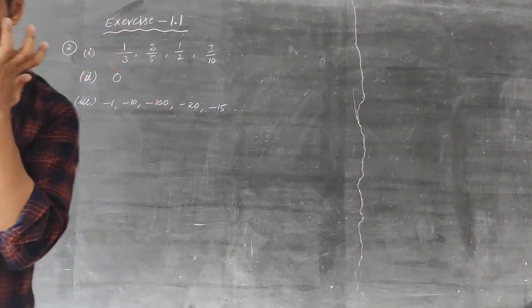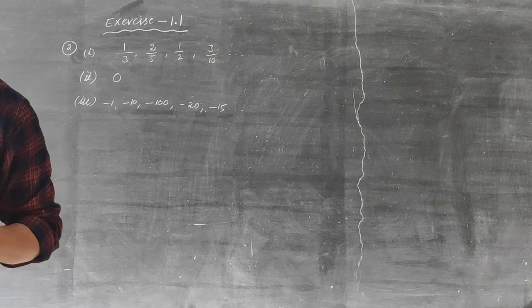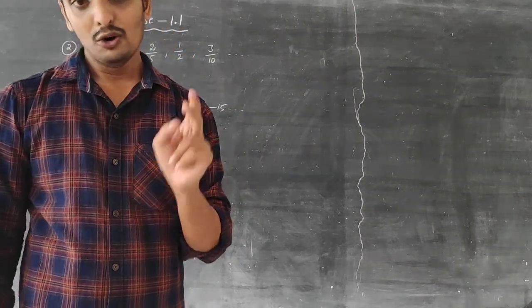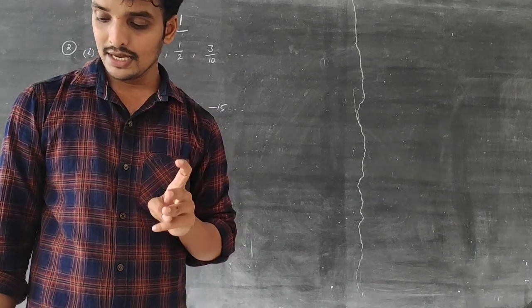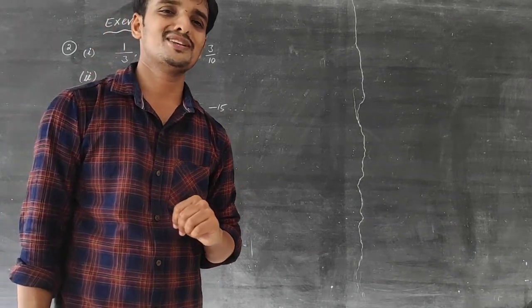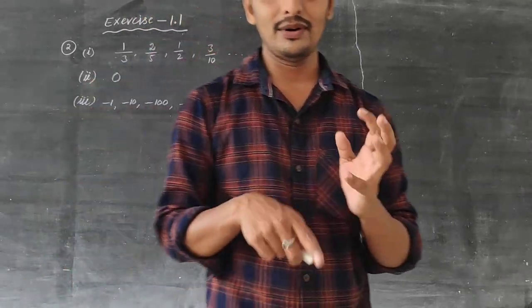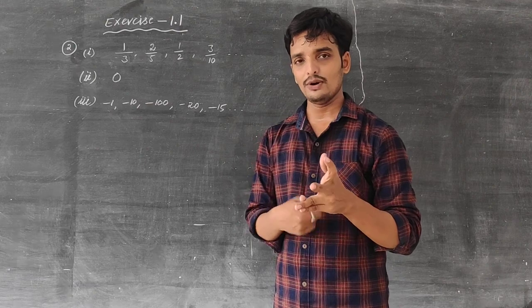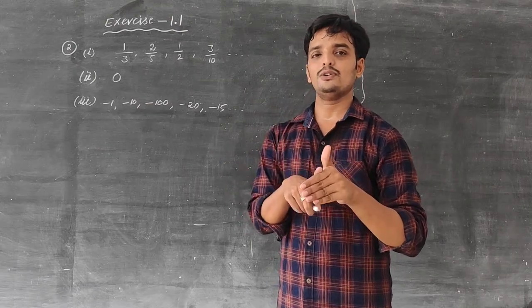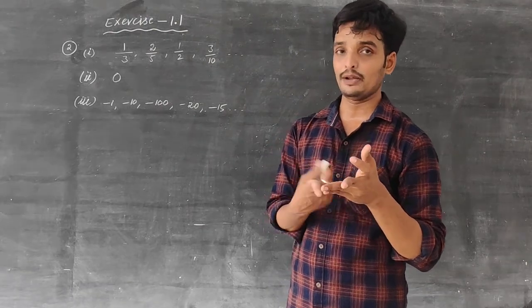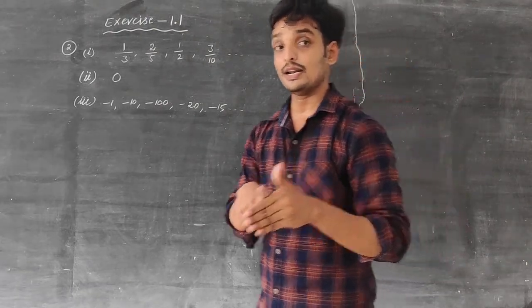Now fourth question. A number which is a natural number, whole number, integer, and a rational number. Are you okay, my dear students? You have to write one number. That is a natural number, whole number, integer, and also a rational number.